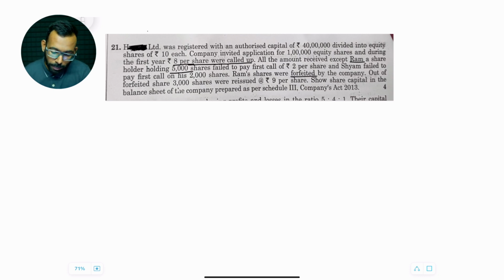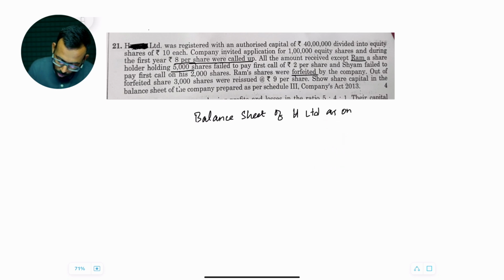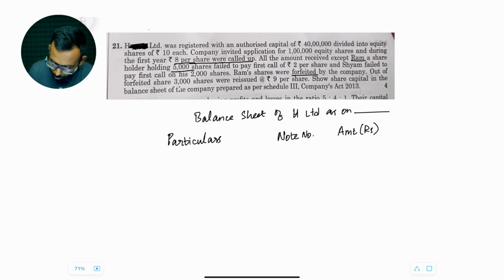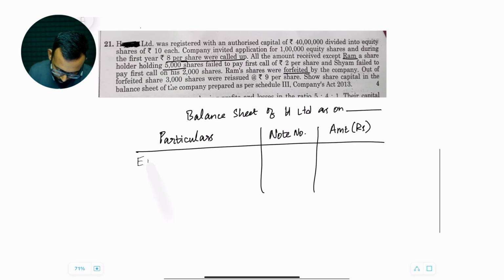So let me get to the solution. First thing is balance sheet of H Limited as on date is not given, so I am leaving it open. First, particulars, note number, and then amount in rupees. So this is your initial format, and I will start with equity and liabilities.